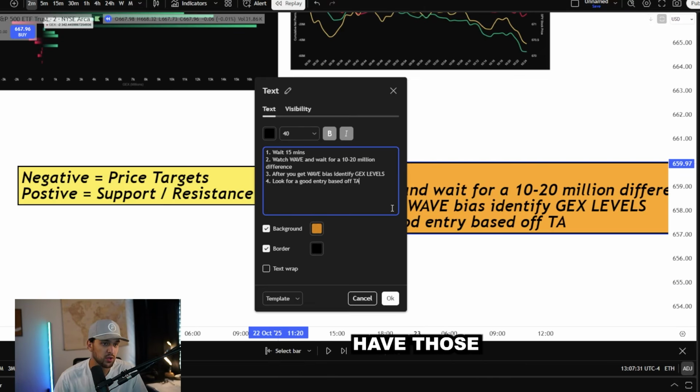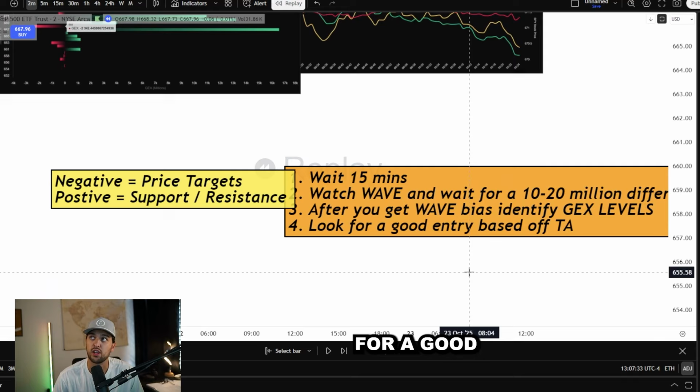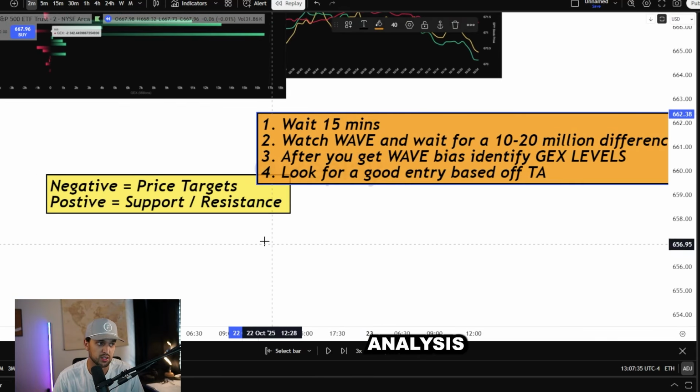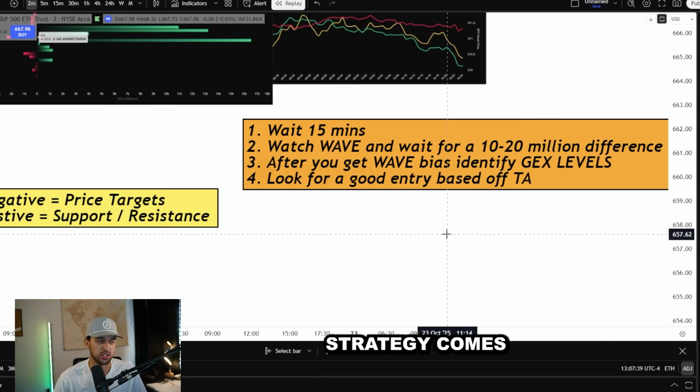So after you have those GEX levels marked out, you're going to look for a good entry based off technical analysis. And this is where your strategy comes into play, whether you're using EMA clouds, certain indicators, or the 15-minute ORB, which I personally use. But this is how you're going to get the edge in the market.